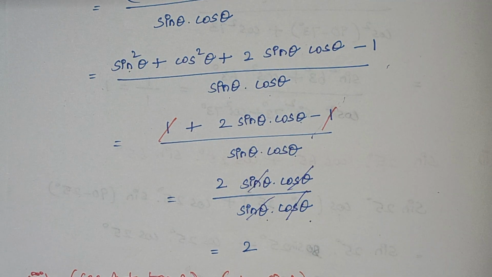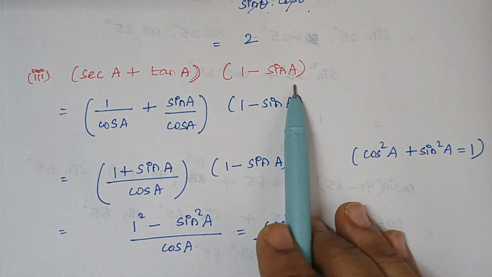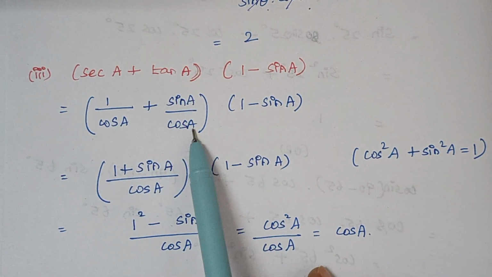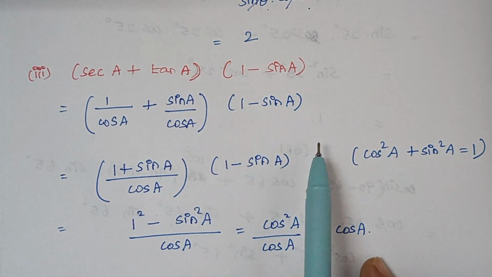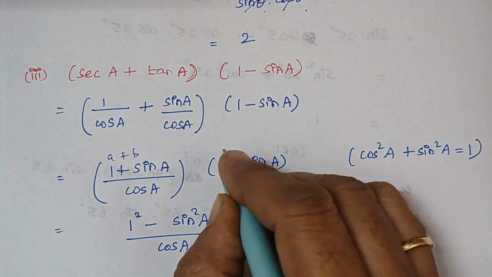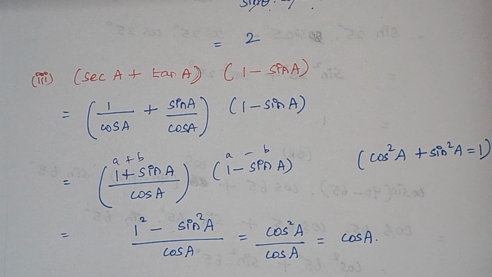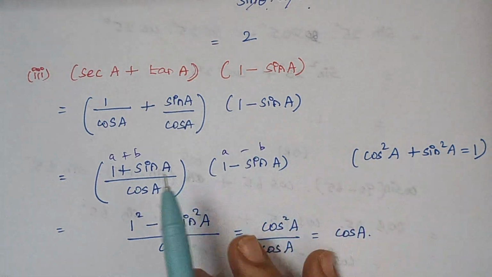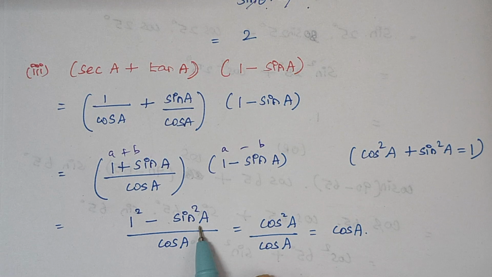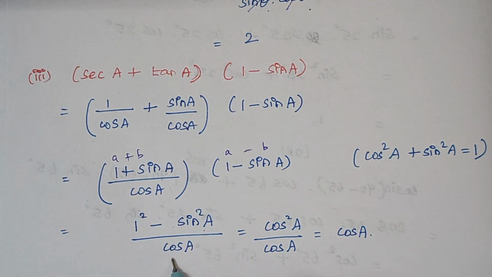So our third question is (secant A plus tan A) into (1 minus sin A). Right. So again secant A is written as 1 by cos A and tan A is written as sin A by cos A, and here 1 minus sin A. When you closely observe, this is of the format a plus b and this is of the format a minus b. So a plus b into a minus b can be written as a square minus b square. So a square is 1 square minus sin A into sin A becomes sin square A. So 1 square minus sin square A, with the denominator cos A.